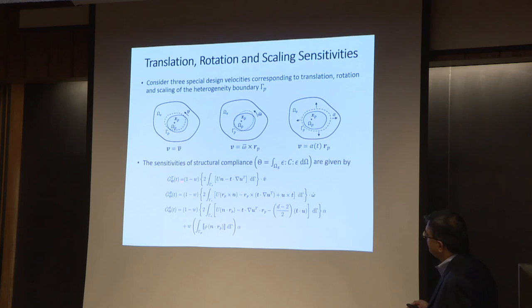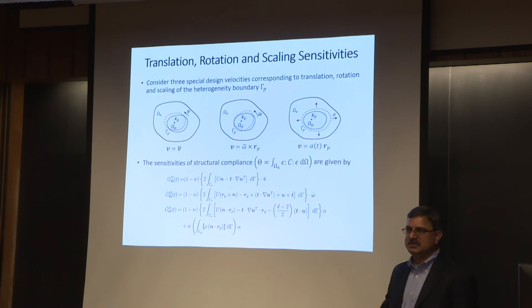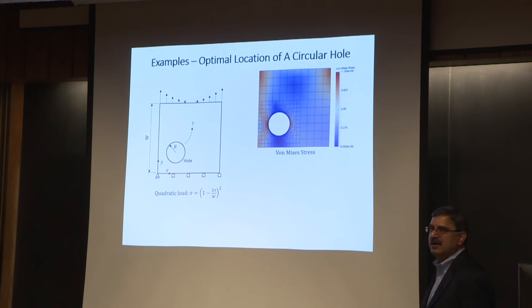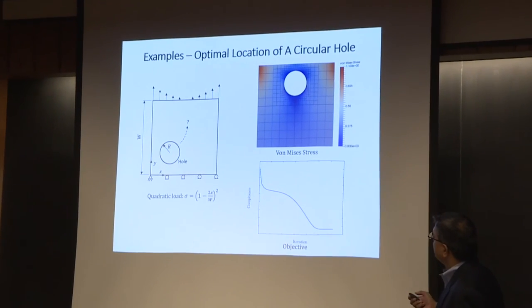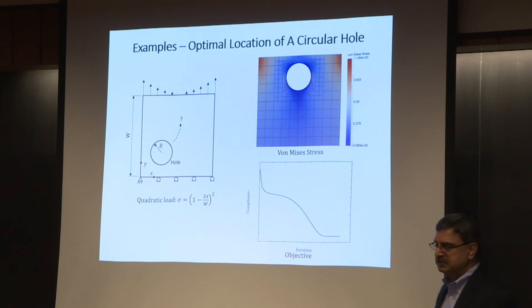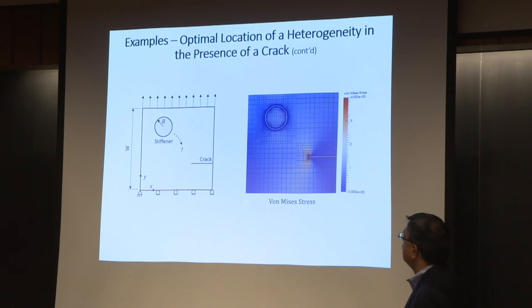And you get these forms of sensitivity to arbitrary translations, to arbitrary rotations, or to arbitrary scaling of any arbitrary objective. And if your inclusion were to be a crack, these three quantities will turn out to be the J, L, and M integrals. It's a generalization of the idea of J, L, and M integrals. Now I can put an arbitrary heterogeneity into my domain and use these sensitivities to move them. What you're seeing here is the optimal location of a hole on a structure with this parabolic loading. In each iteration, I compute the sensitivity and I move it. Again, this is a moving boundary problem, like the one that I mentioned. And I can do that in the presence of a crack as well. This is the motion of a hole in the presence of a crack, or an inclusion in the presence of the crack.